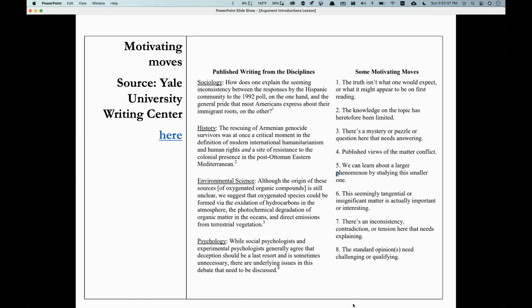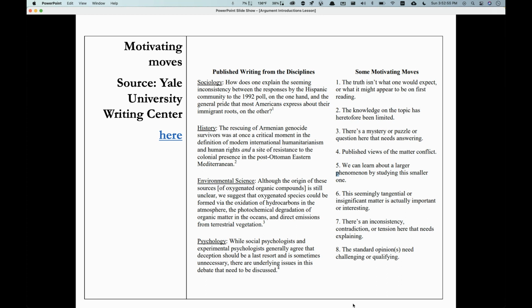Maybe person A said X in one paper and person B said Y in another paper. There's an inconsistency or mystery or puzzle or question that needs unraveling. There's an issue that needs to be addressed. So that covers 3 and 4 there.